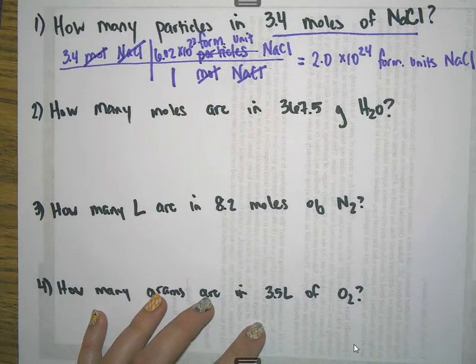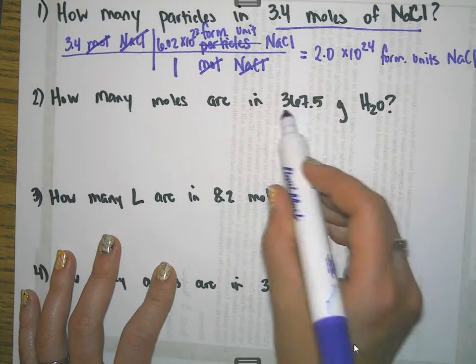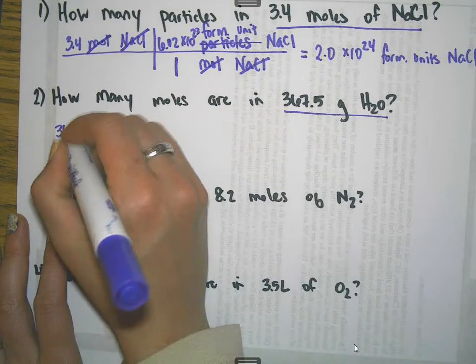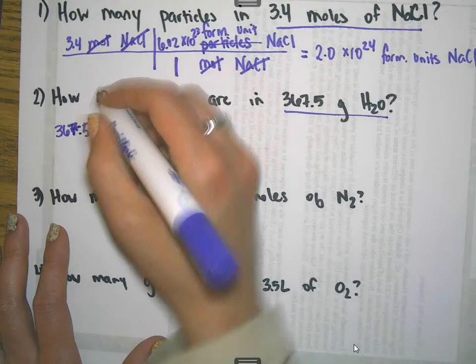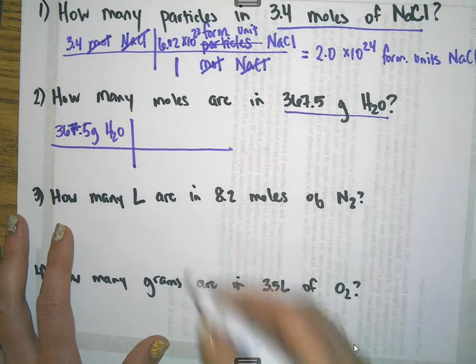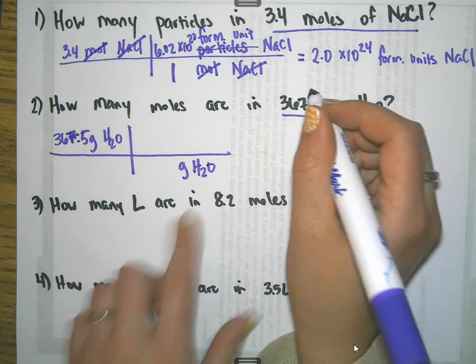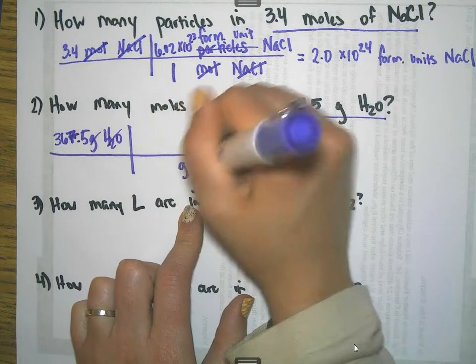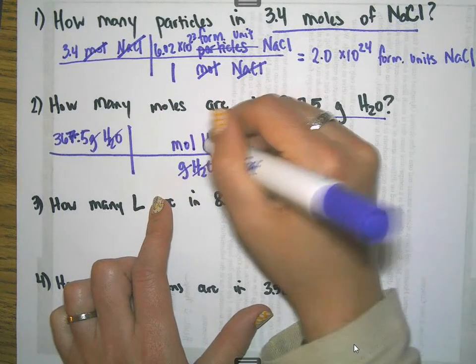My next question says, how many moles are in 367.5 grams of H2O? Again, I start with what I know. 367.5 grams of water, H2O. Well, same thing as before. Grams and water have to go on the bottom because I want them to cancel out. I also need to get to moles, which I know I can do.